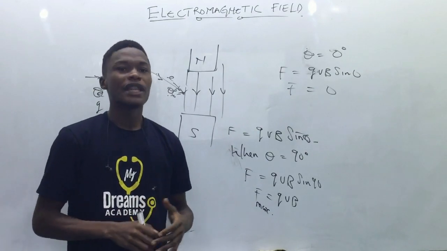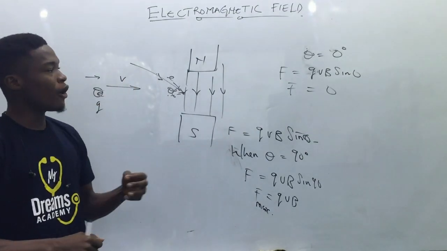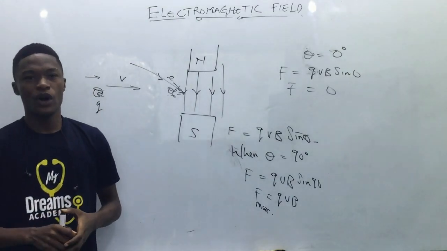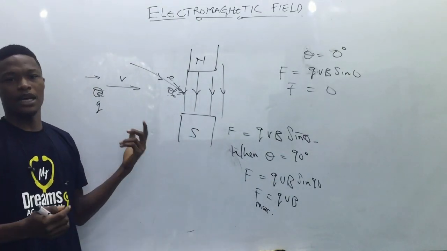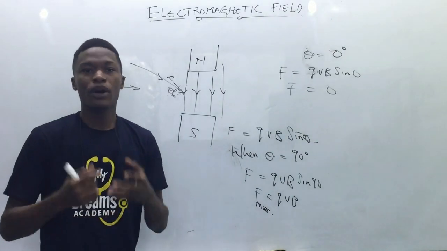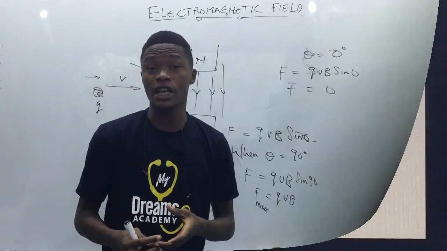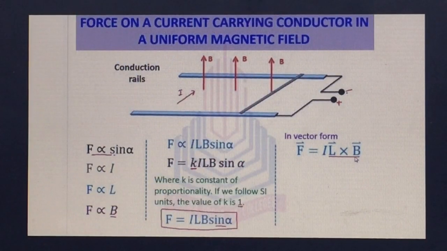Next up, we're going to look at the force on a current carrying conductor in a uniform magnetic field. Apart from looking at electrons, because electrons are not visible, let's look at what happens to a conductor that is carrying a current in a magnetic field.